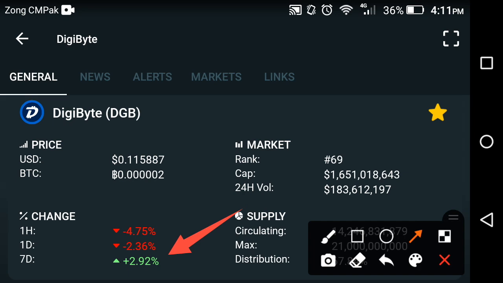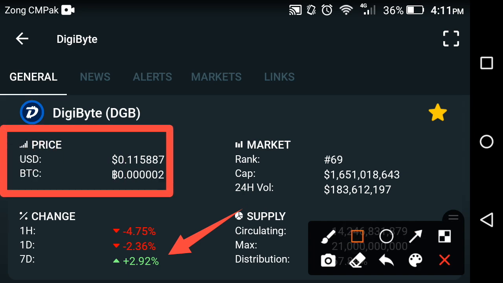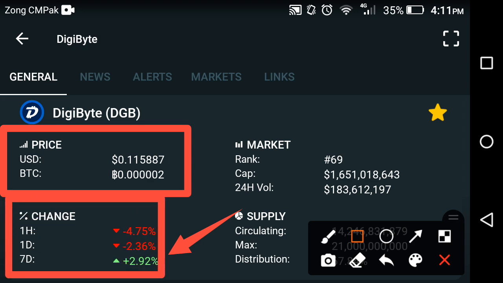Now first of all we look at the price of Digibyte at this time. As you can see here, the current price of Digibyte is about 0.115887 USD in the cryptocurrency market. And as you can see here, the last 1 hour change is negative, the last 1 day change is also negative, and the last 1 week change is positive, but very slightly positive, only 2% in the last 1 week, friends.